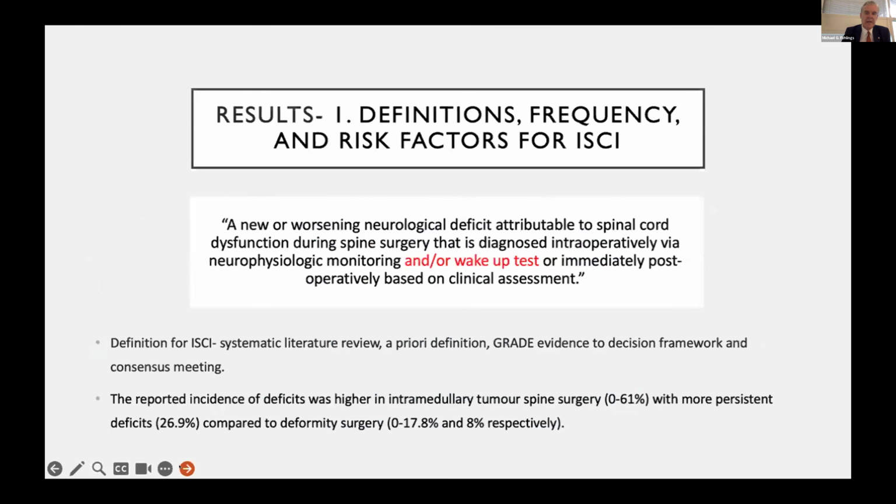So we defined an intraoperative spinal cord injury as a new or worsening neurological deficit attributable to spinal cord dysfunction during spine surgery. It's diagnosed intraoperatively by neurophysiologic monitoring and/or a wake-up test, or immediately postoperatively based on clinical assessment. And the best data arise from intramedullary tumor surgery, where the risks are higher, as well as more complex deformity surgery.